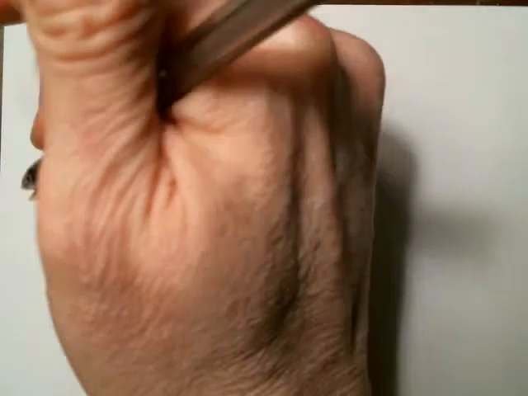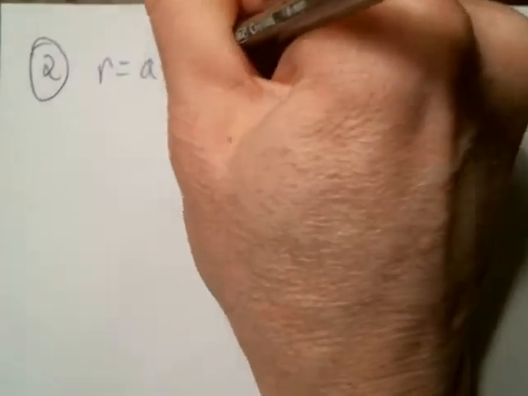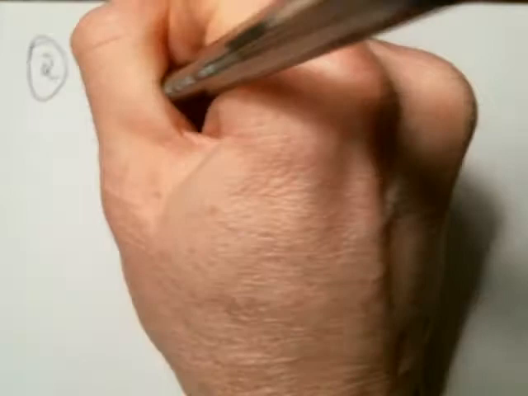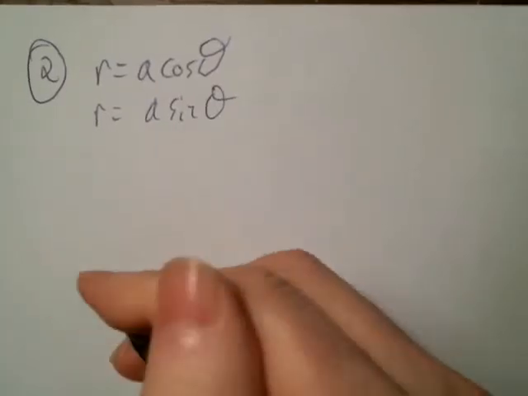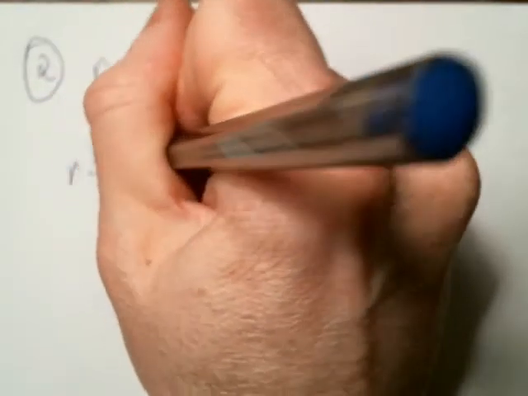The second most important curve that we integrate over is the sort of shifted version of a circle. So the second guy, you'll see it in the forms r equals a cosine theta or r equals a sine theta. Okay, so in particular, let's look at r equals 3 cosine theta.